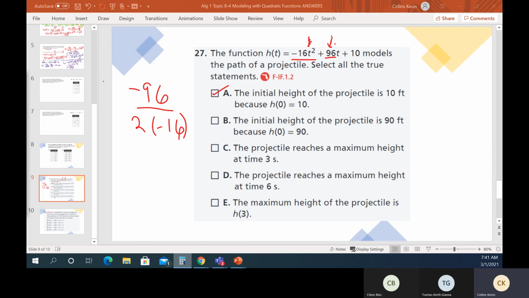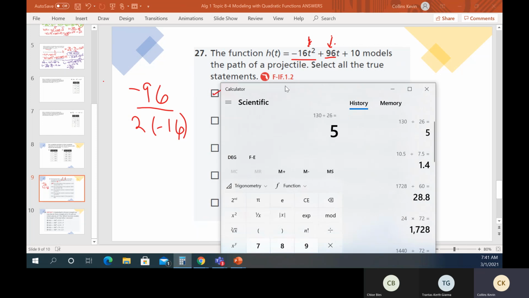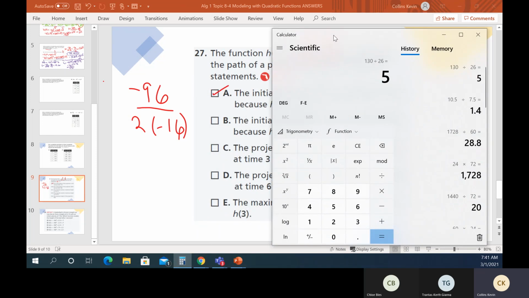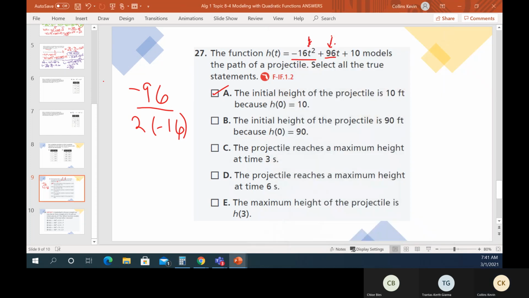So we'll break out our calculator here. So the negatives are going to be positives, right? Two negatives will cancel out, give you a positive. So you can just do 96 divided by 32 is in fact 3. So yeah, we feel good about that one. Check. Next one. It says the projectile reaches its maximum height at time equals 6 seconds. No, we just figured out it was 3. So don't have to worry about that.